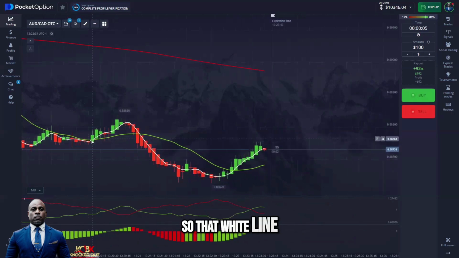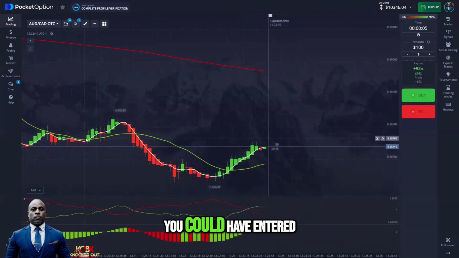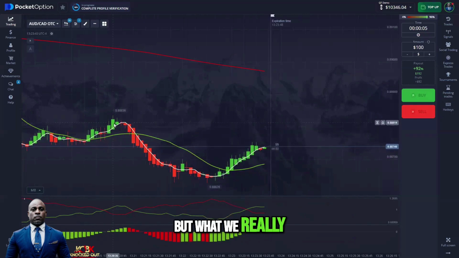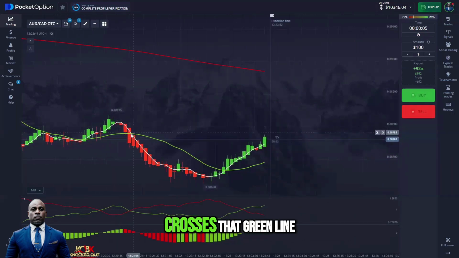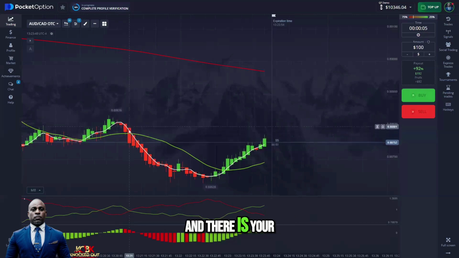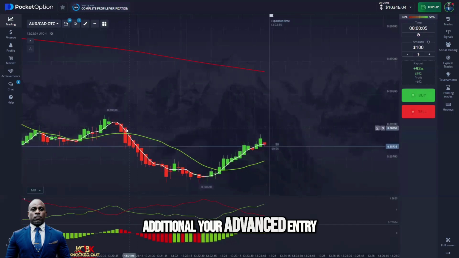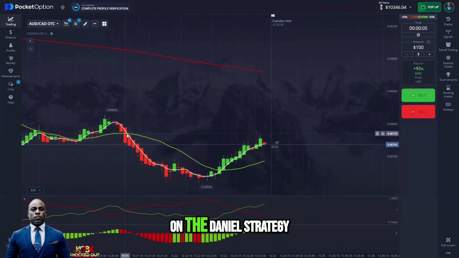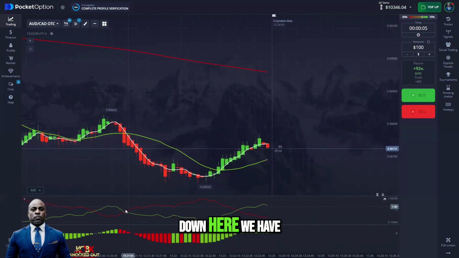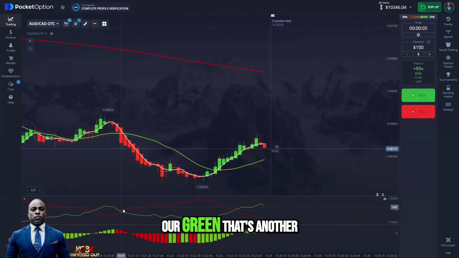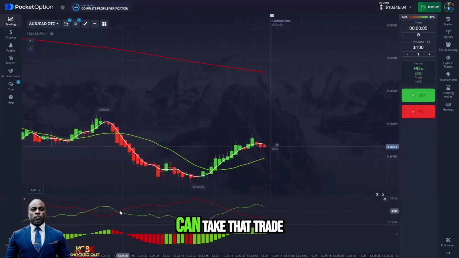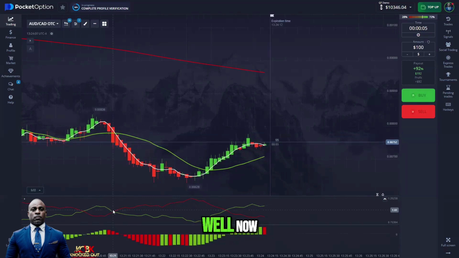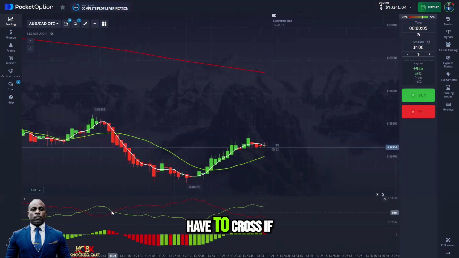So that white line crossed that green line for a buy. You could have entered for buys here, but what we really want to do is continue going with the trend. Now the white line crosses that green line, and there is your additional, your advanced entry on the Daniels strategy. And if you look down here, we have our red crossing our green. That's another entry as well, or it signifies that you can take that trade for a put, AKA a sell, as well.